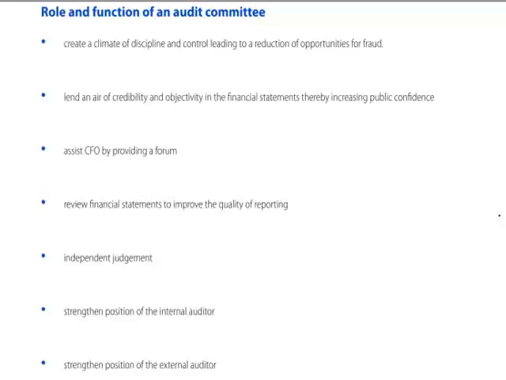Review the financial statements to improve the quality of reporting. Not only then lend an air of credibility and objectivity, but to see if there's anything that could be better expressed, better explained, better disclosed. So review the financial statements to see if there's any way in which the information contained therein could be improved.